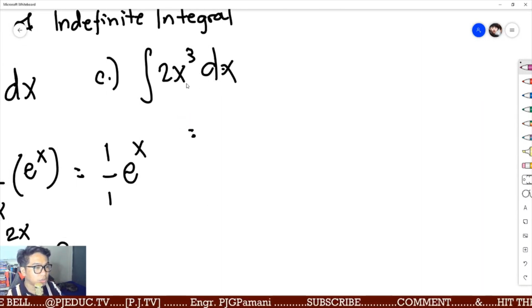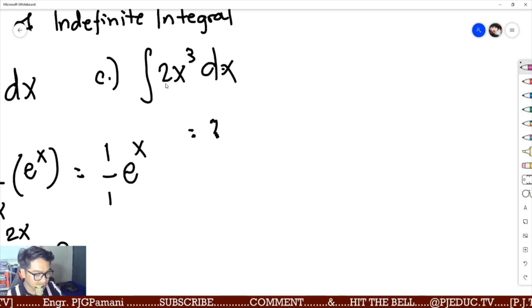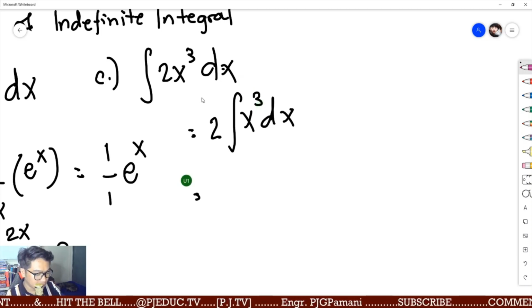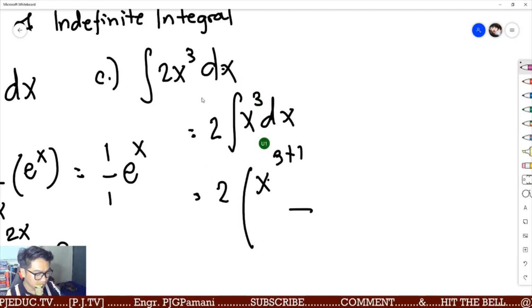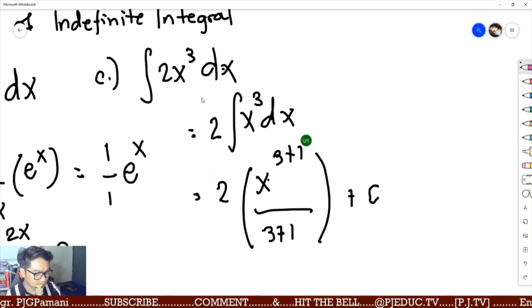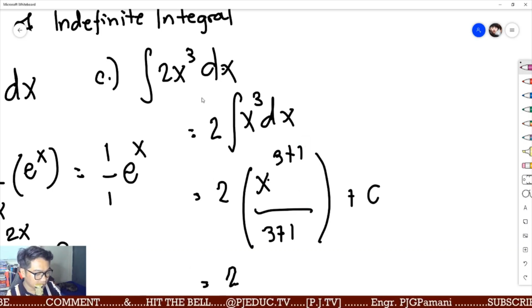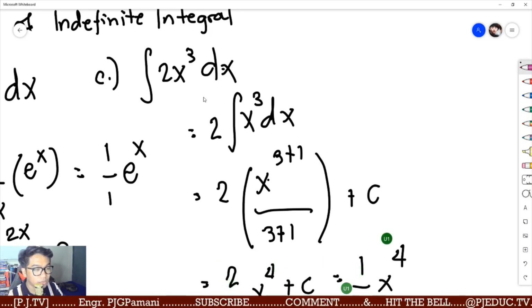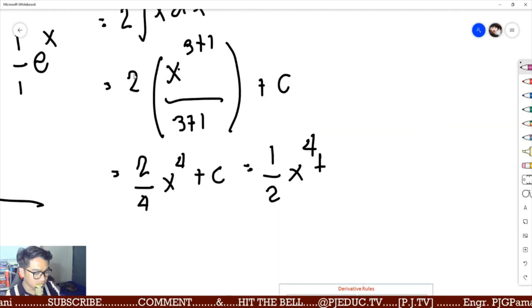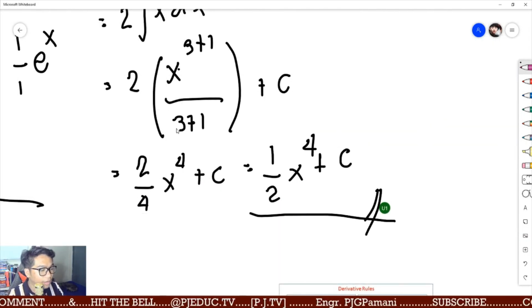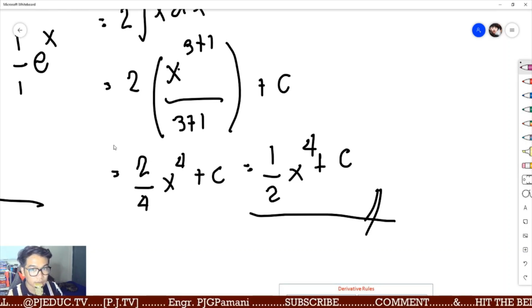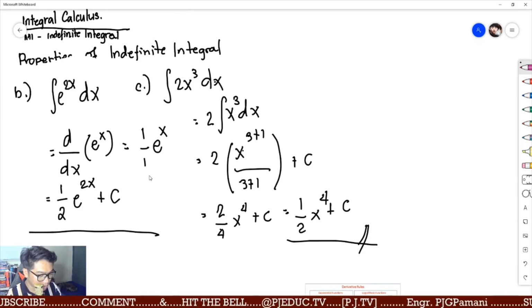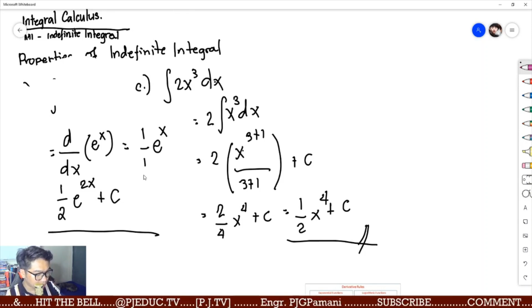Integral of the integrand 2x cubed dx. May constant tayo. Ilabas natin si constant. Ang i-integrate lang natin si x cubed dx. So that is 2x raised to 3 plus 1 over 3 plus 1 plus c, or that is basically equal to 2 over 4 x raised to the 4 plus c, or 1/2 x raised to the 4 plus c. This is now our final answer. Remember nyo lang yung inyong differential formulas. Kabaliktaran nun is your integral formulas.